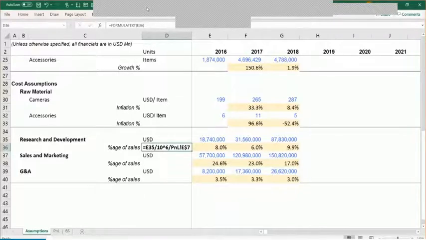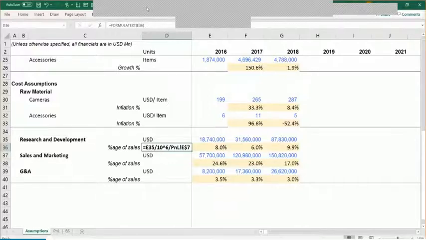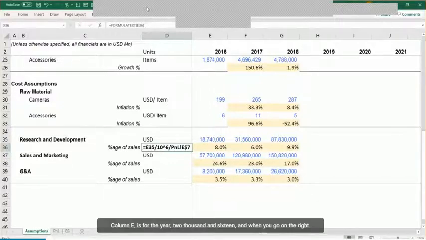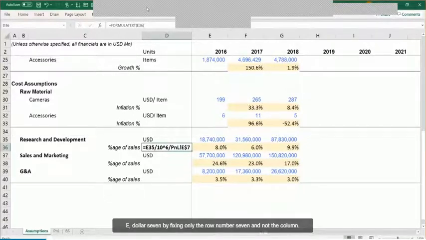But why are we not fixing the column? Because column E is for the year 2016, and when you go to the right-hand side, this must change to column F and G. That's the logic behind putting $7, fixing only the row number 7 and not the column E.